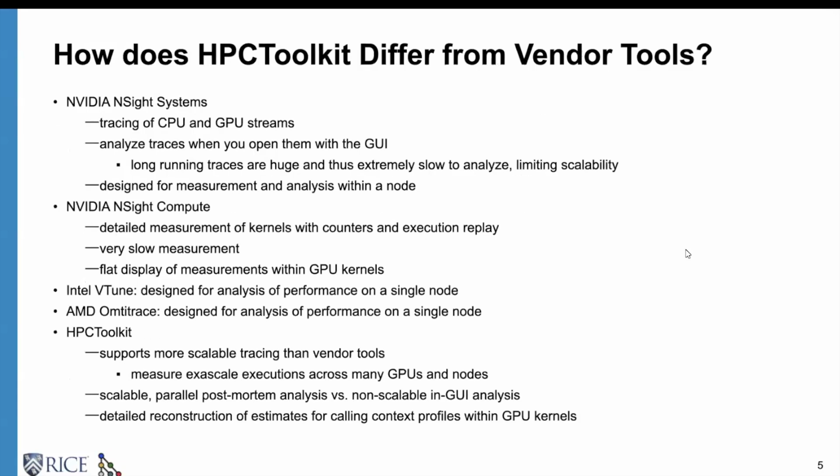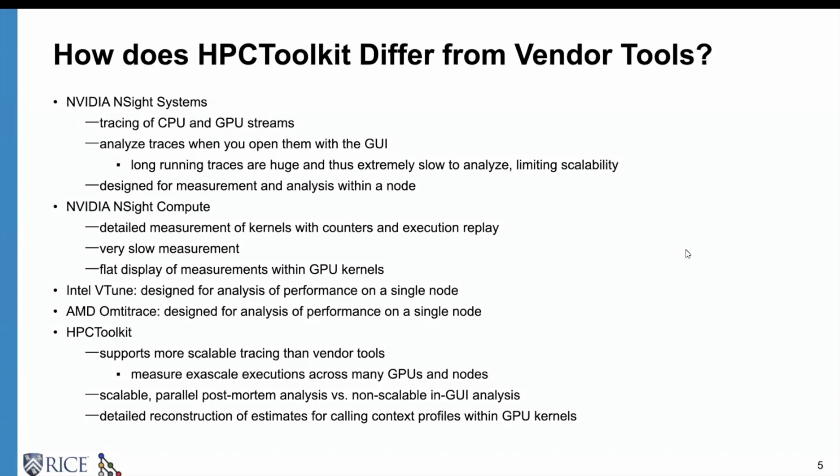So how does HPCToolkit differ from vendor tools? On NVIDIA GPUs, there's NVIDIA Nsight Systems and Nsight Compute. Nsight Systems does tracing of CPU and GPU streams, and it analyzes traces when you open them with a GUI. The traces can be huge and slow to analyze, and it's really designed for measurement and analysis within a node. You can open up more data than on just a single node, but it's pretty slow to do that.